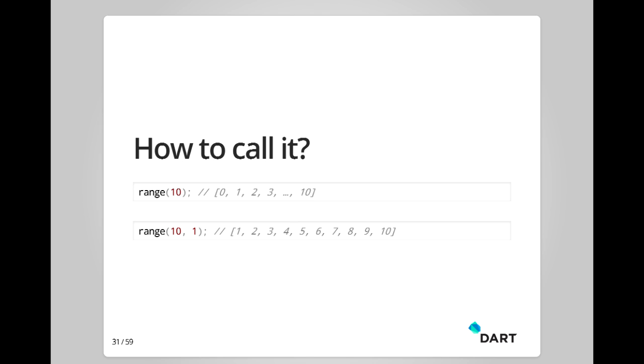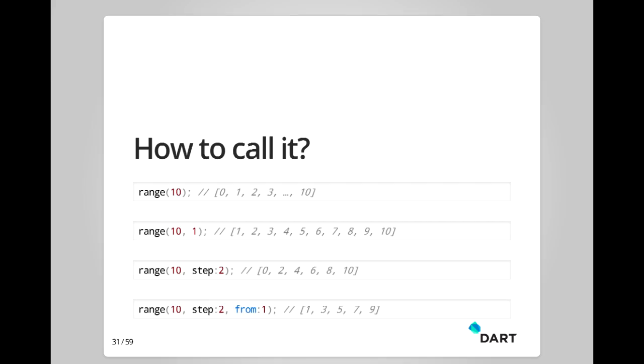But for example, if you want to call the function and skip the from param and use the step param, what can we do? Dart has a syntax for that called named parameters. So we can use a label, step, colon, and the value. And also, the optional parameters don't have to be passed in order. So for example, I can first pass the step parameter and then the from parameter.